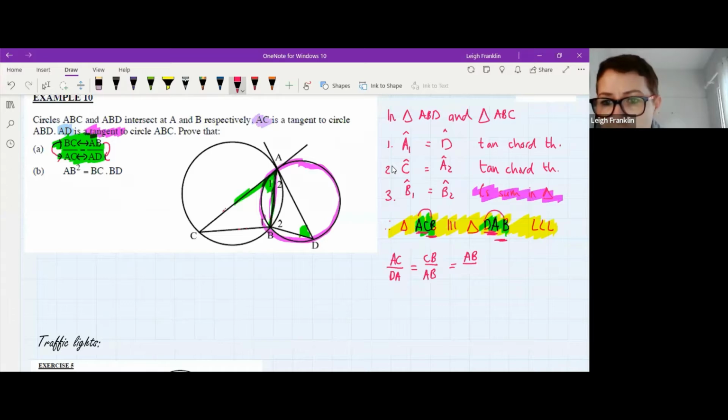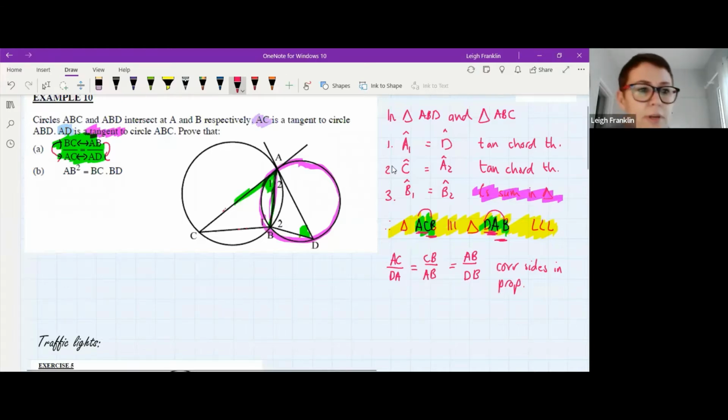first and last over first and last. Okay, so because these triangles are similar to one another, their corresponding sides are in the same proportion. Okay, and that is our reason. Corresponding sides of similar triangles are in proportion, and we have to write that as well.